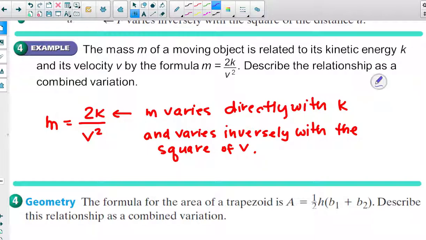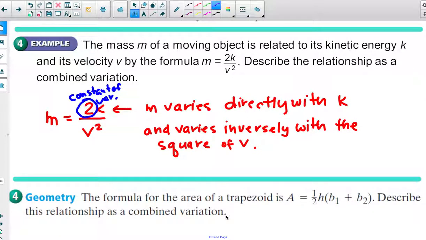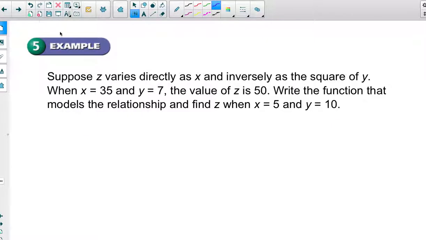All right, now this guy here, this 2, this is your constant of variation. Nice, right? All right, so again, looking at the original equation, the original formula, m equals 2k over v squared. So m is going to vary directly with k and inversely with the square of v, right? Okay, so let's go ahead and take a look at example 5.